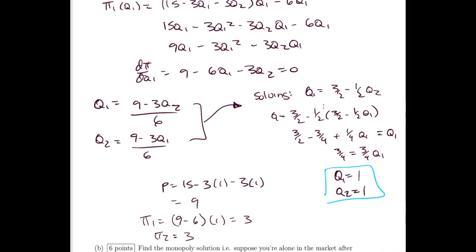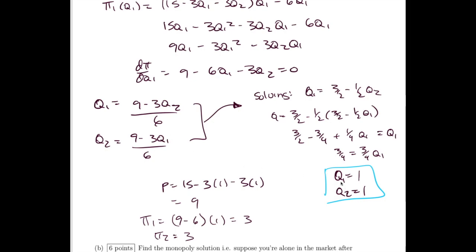And so I've got minus 3/4 plus 1/4 Q1 is equal to this Q1. And then solving, I find that Q1 has to be equal to 1, and Q2 has to be equal to 1. Right? So how do we know Q2? Suppose Q1 is 1. We'll drop in 1 here, so this will be 9 minus 3, which is 6, and 6/6 is 1. Right?